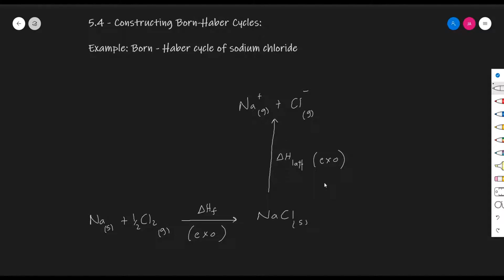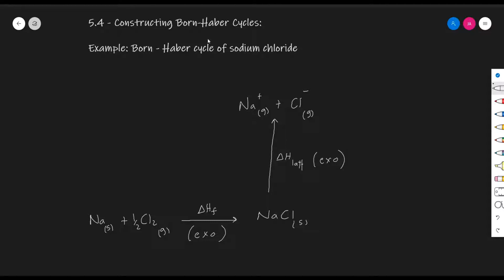In this video I shall be discussing how to construct Born-Haber cycles using the processes covered in video number 1. The first example I'm gonna use is for the Born-Haber cycle of sodium chloride. The purpose of these cycles is to determine the lattice enthalpy of ionic solids without actually stepping foot in the lab, using the experimentally determined values discussed in video number 1.